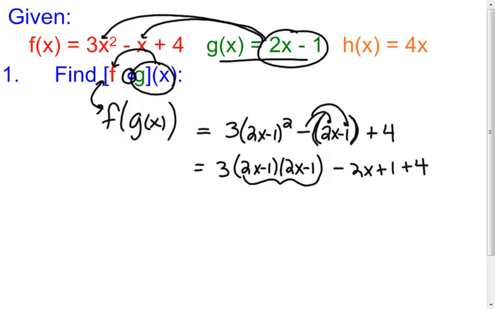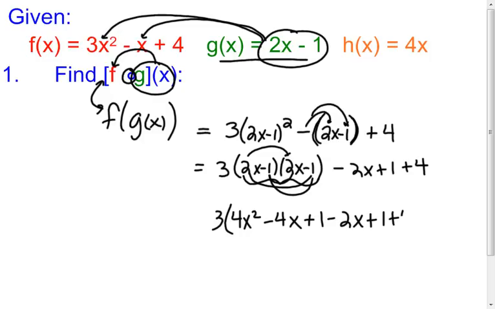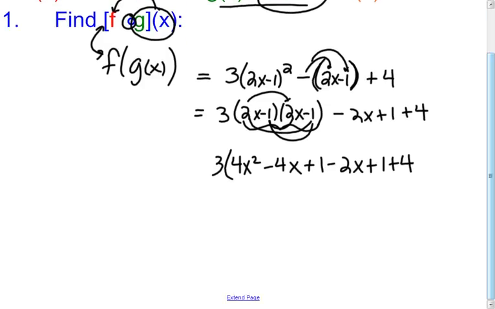I'm going to multiply these out here, and when you do that, your firsts will give you 4x squared, your outsides will give you negative 2x, your insides will give you negative 2x. So negative 2x plus negative 2x is negative 4x, and then negative 1 times negative 1 is positive 1. Okay. And I forgot to close my parentheses right there. So I foiled that out. Now I'm going to distribute this 3 through the piece that has been foiled.